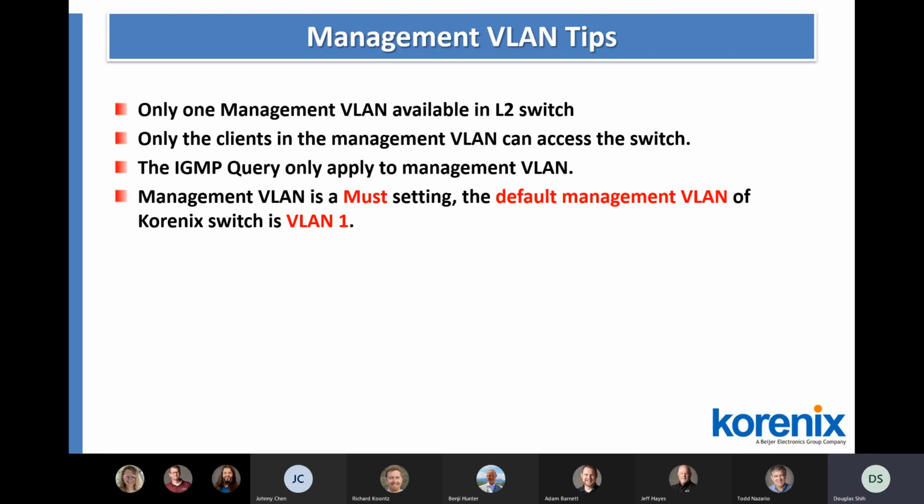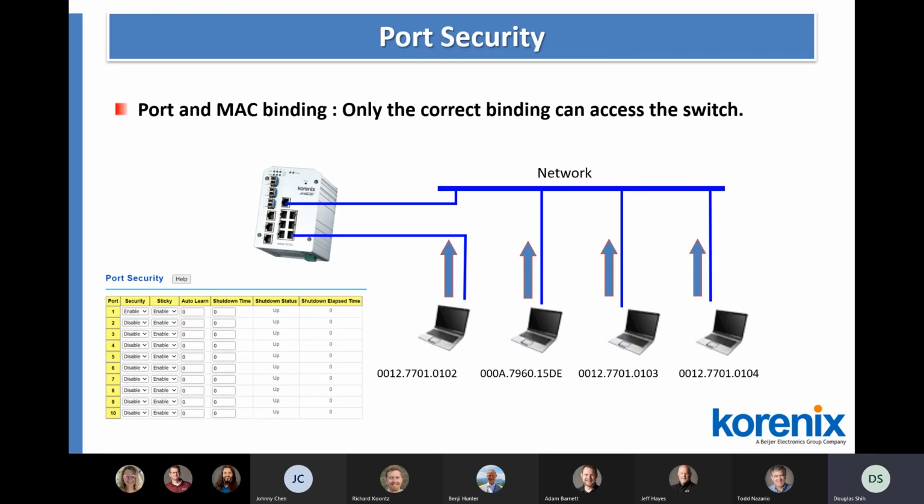Okay, and we can go to the next topic, port security. Port security is used to bind the port and the MAC address. So only the correct binding can access the switches. For this example, port security is not enabled. And once we enable port security, only the settings with a correct MAC address can access the switches.